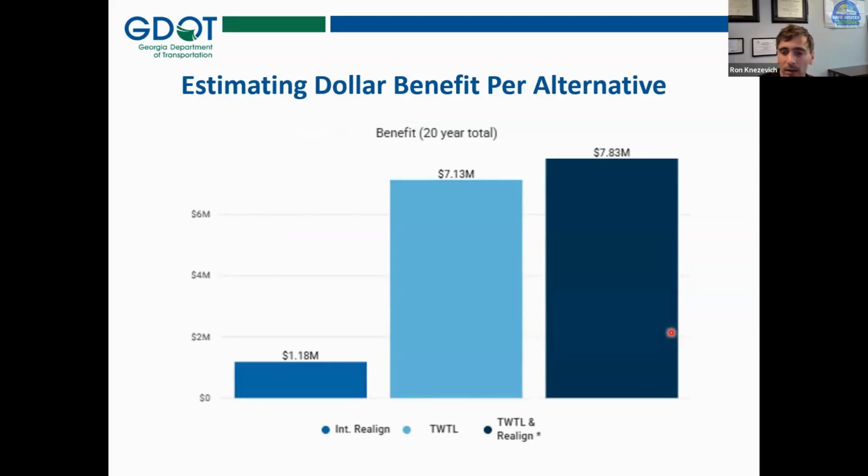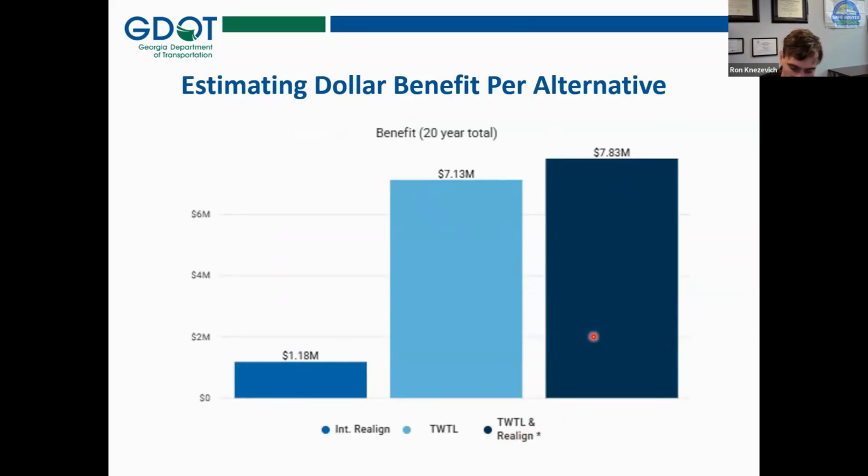So you'll see the safety benefit of just the intersection realignment, using our crash costs, the safety benefit over the 20 years of the two-way left turn lane, and then the safety benefit of them combined together. And you do get the most safety benefit from the two-way left turn lane combined with the realignment.